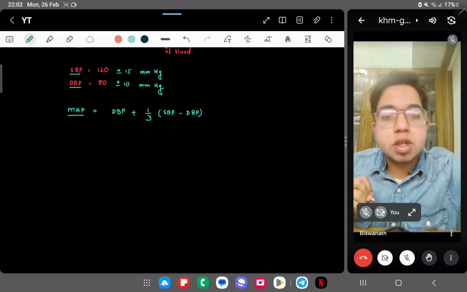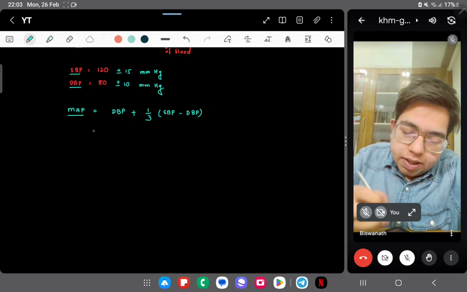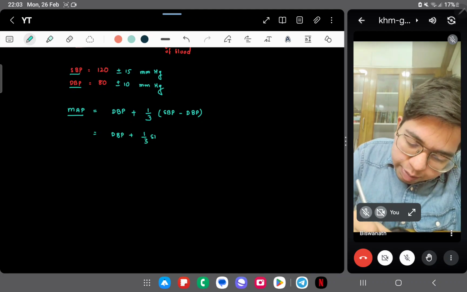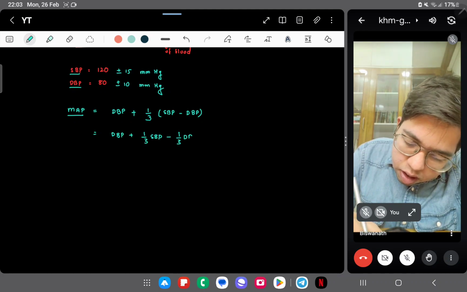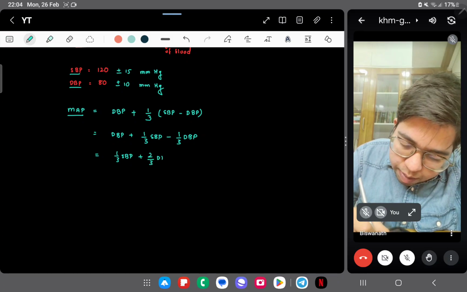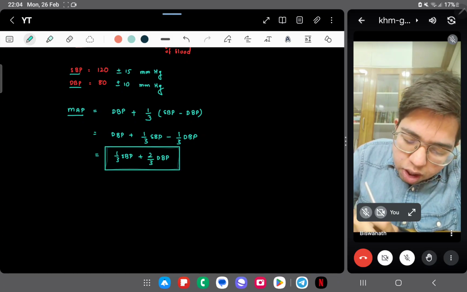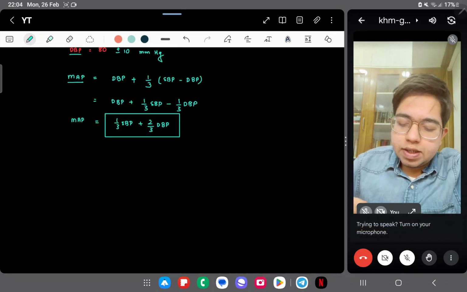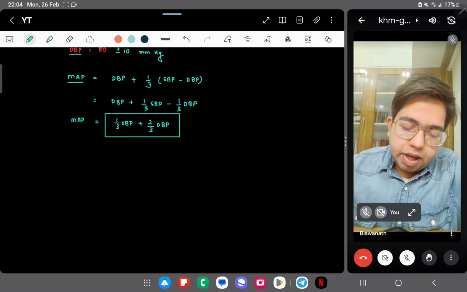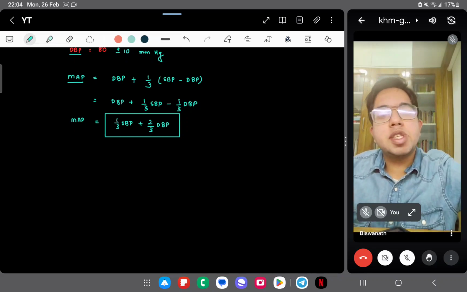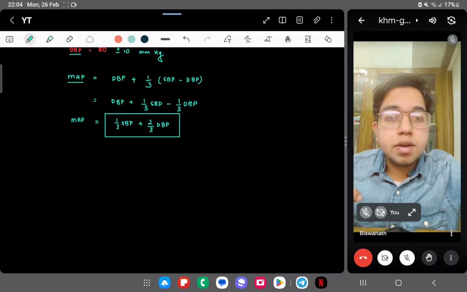Okay, mean arterial pressure. And if you just solve this, let me solve it and show you. It's basic maths, nothing else. MAP equals DBP plus 1/3 of SBP minus 1/3 of DBP. 1 minus 1 by 3 is 2 by 3, so it is 1/3 of SBP plus 2/3 of DBP. This is another formula of MAP. Don't get confused if it is given in the form of DBP. Let's say you have your MAP and SBP given, they may ask you DBP in objective type questions. So don't get confused in it.